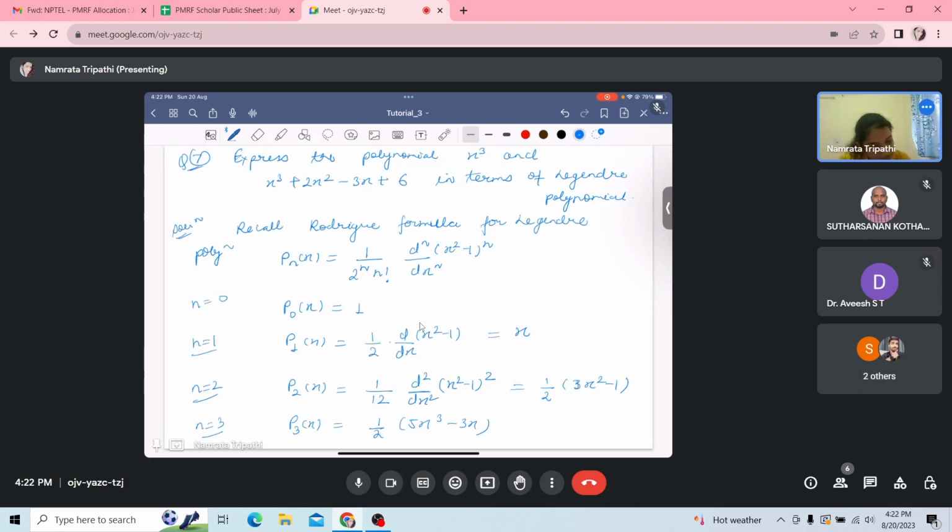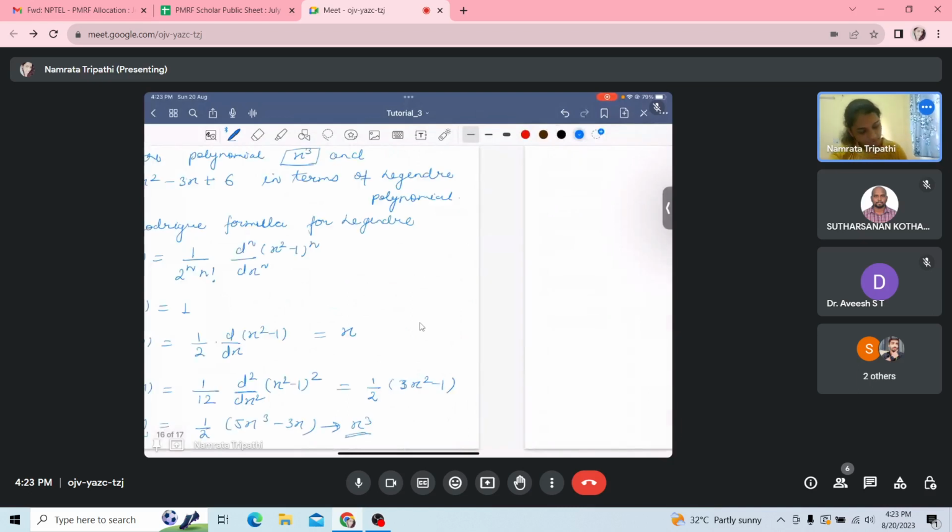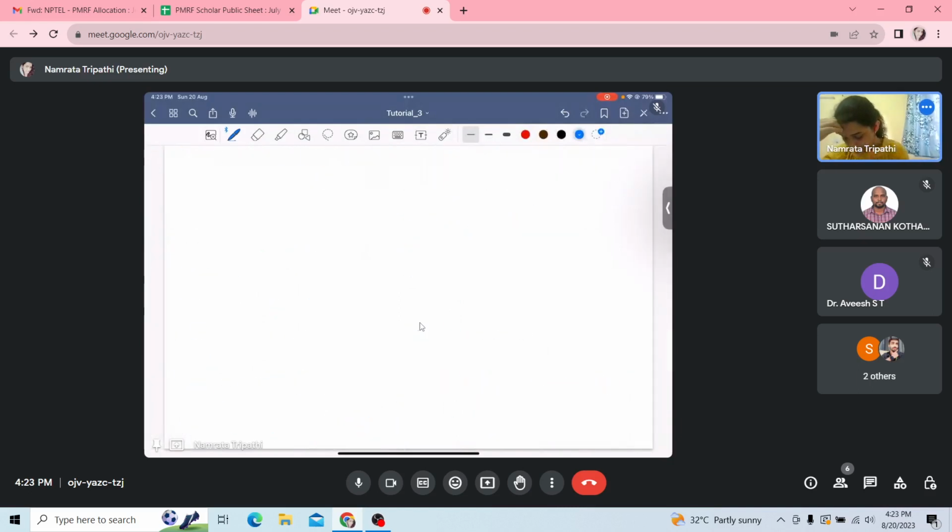So we have to find the polynomial x cube in terms of Legendre polynomial. Can we get x cube from here in the form of Legendre polynomial? In place of x, you have to put P1 x, and you can replace the constant coefficient with P0 x. So you can easily get the value of x cube in the form of Legendre polynomial.